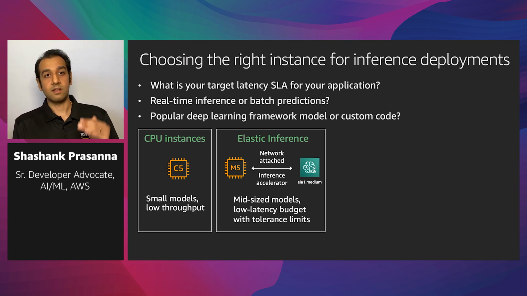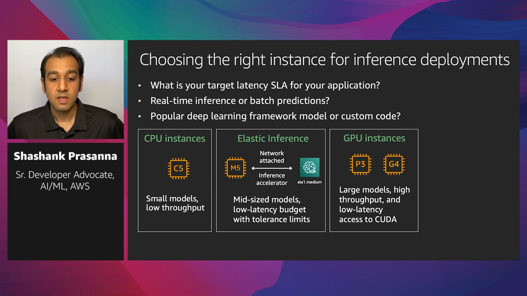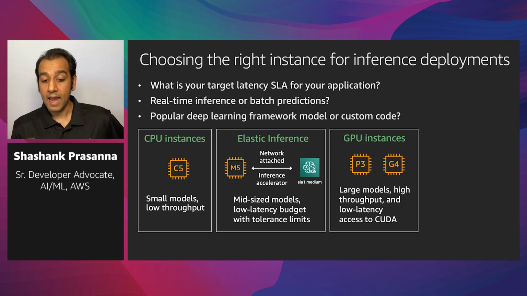If you really want the state-of-the-art, lowest latency, high throughput inference, you can host your model on a full GPU instance, such as a P3 or a G4 instance. Especially G4 is a very cost-effective GPU instance for hosting models. And with hosting on a GPU, the advantage is that you get access to CUDA on the GPUs, which means you can write custom layers for inference. Say it's not part of your framework, then you can actually write very custom code to run there. Whereas in Elastic Inference, you can't write custom code. You have to use layers that are supported.